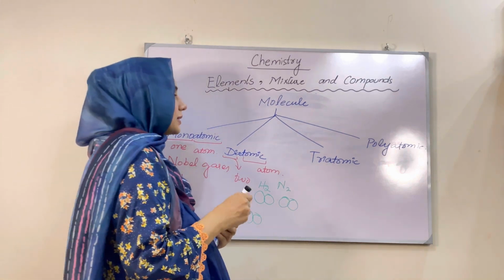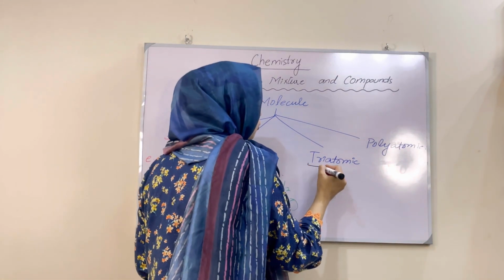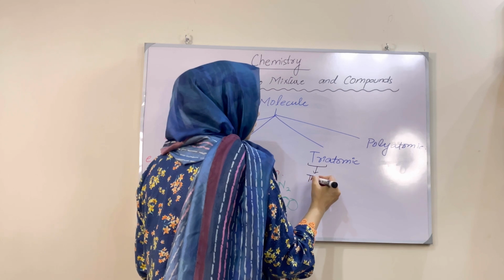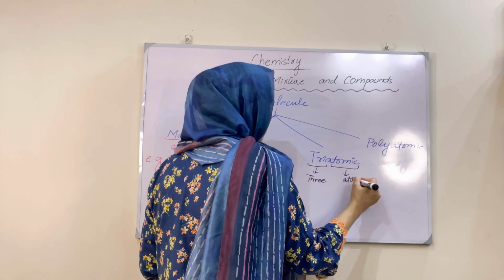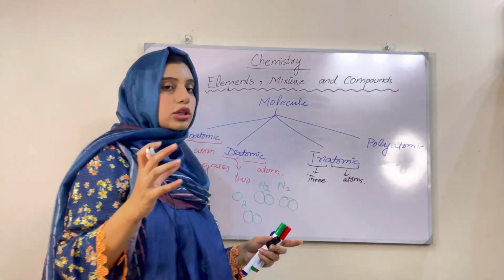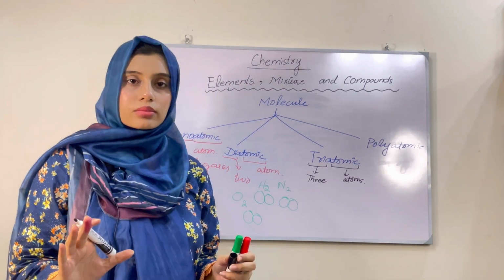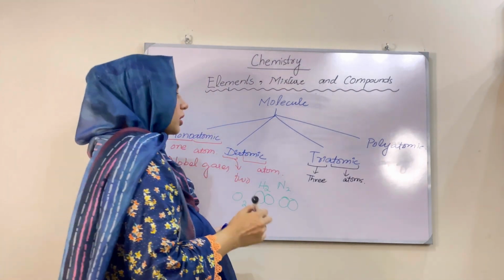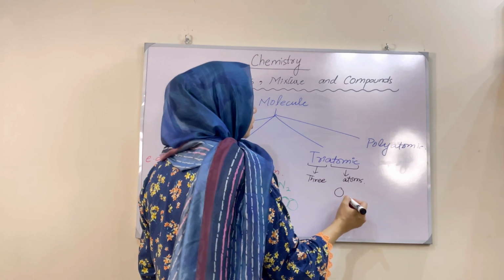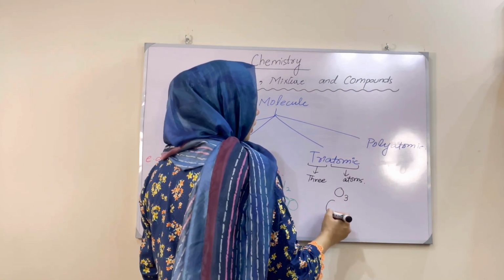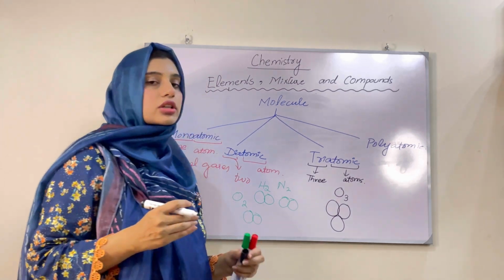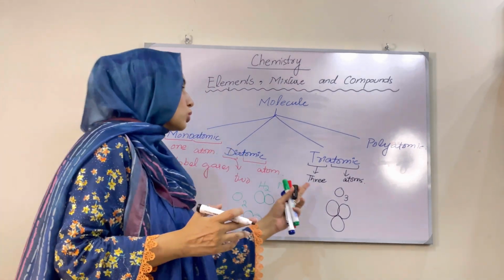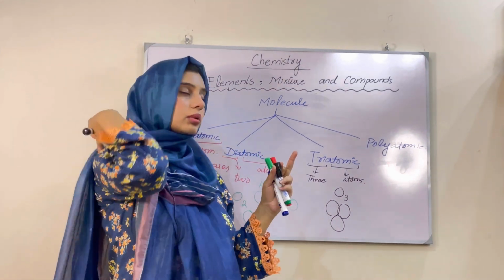Third one is triatomic. Tri means three and atomic means atoms. So any molecule which has three atoms is known as triatomic. For example, ozone, O3, 1, 2 and 3. Three atoms of oxygen combined form ozone, which is triatomic.